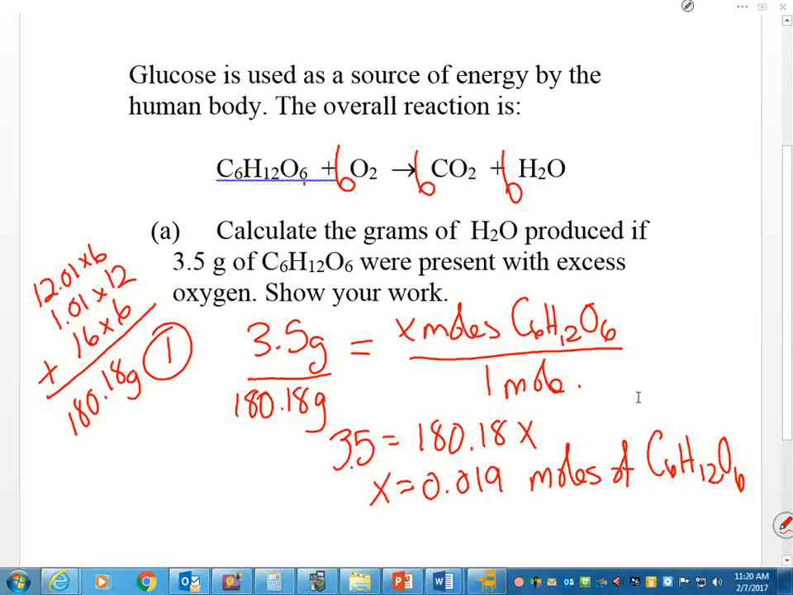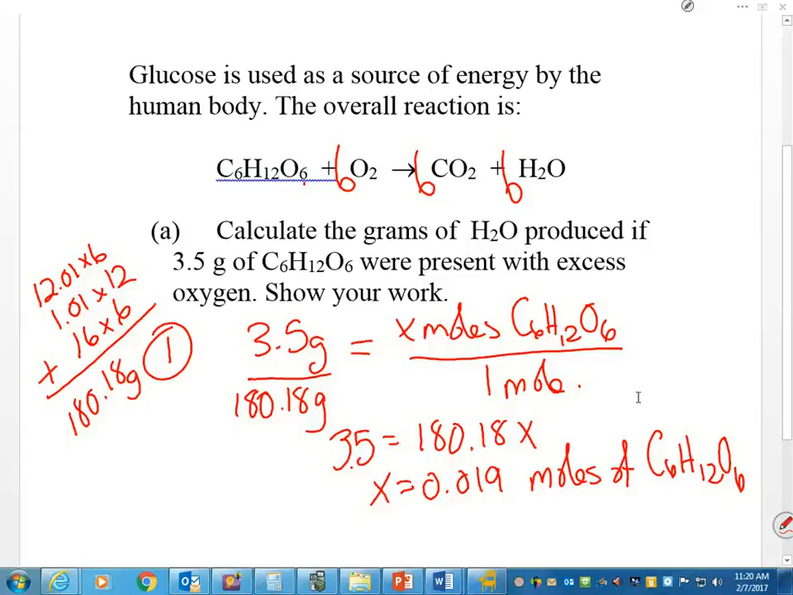The first step is to make sure that we have this working. But what do we want to find out about? We want to find out about water, right? Not sugar. We want water. So then we do a mole to mole conversion. The second step is to do a mole to mole conversion from sugar to water.